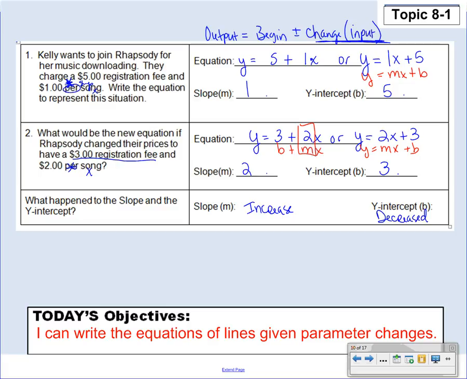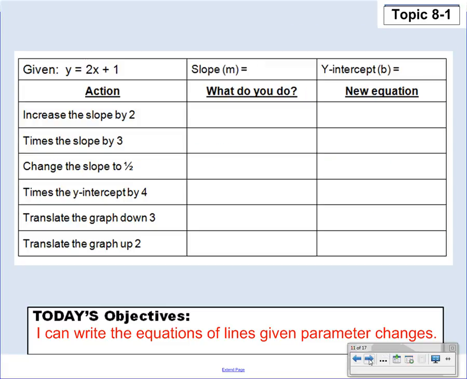This is what we're going to be talking about today when I talk about parameter changes. What happens to your equation when you change either the slope or the y-intercept? So we are given the equation y equals 2x plus 1. I want you to recognize what our slope is and what our y-intercept is.